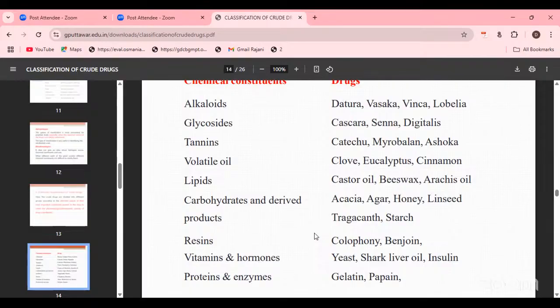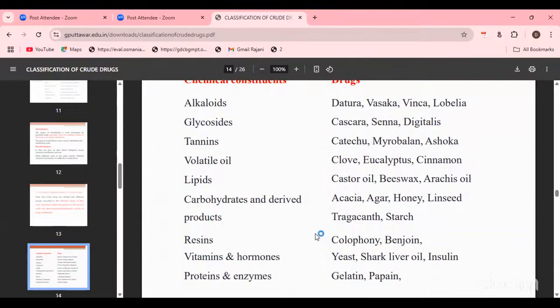Lipids: where are lipids present? Castor oil, arachis oil, beeswax are present as different types of lipids. Next, carbohydrates and derived products. Acacia is a carbohydrate and derived product. Agar-agar is a carbohydrate and derived product. Honey is also the same. Linseed is also the same. Tragacanth is the same. Starch is also the same.